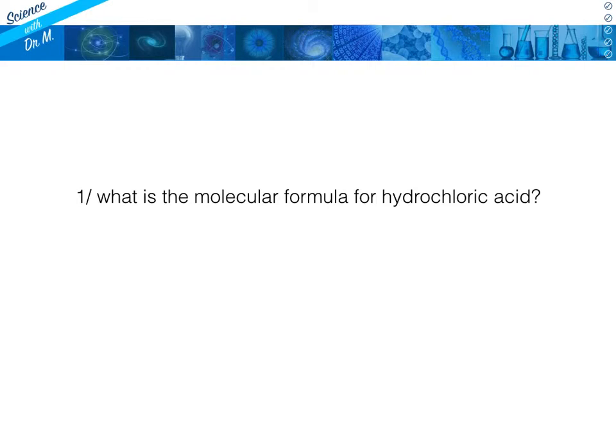Okay, so question number 1. What is the molecular formula for hydrochloric acid? HCl, okay? Capital H, capital C, small or lowercase l. If you put an uppercase L in the exam, of course, you'll lose the mark.